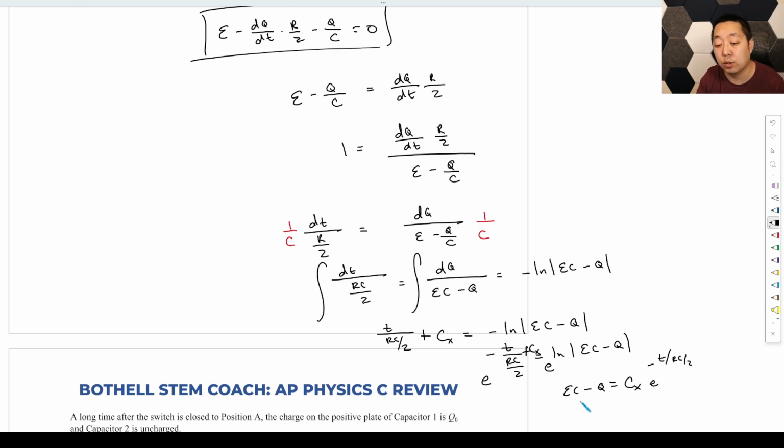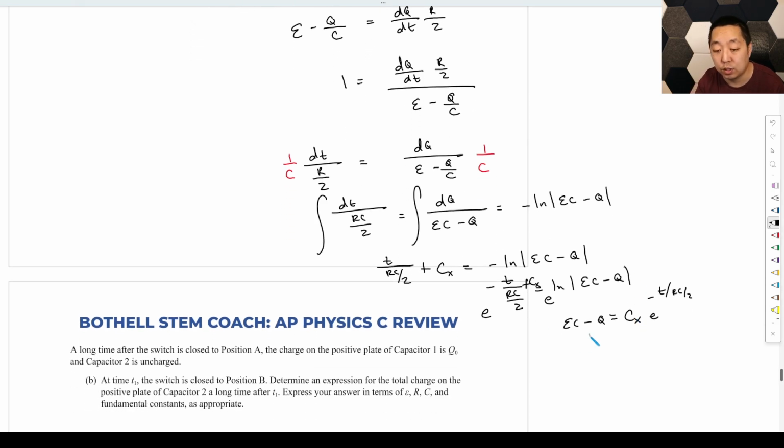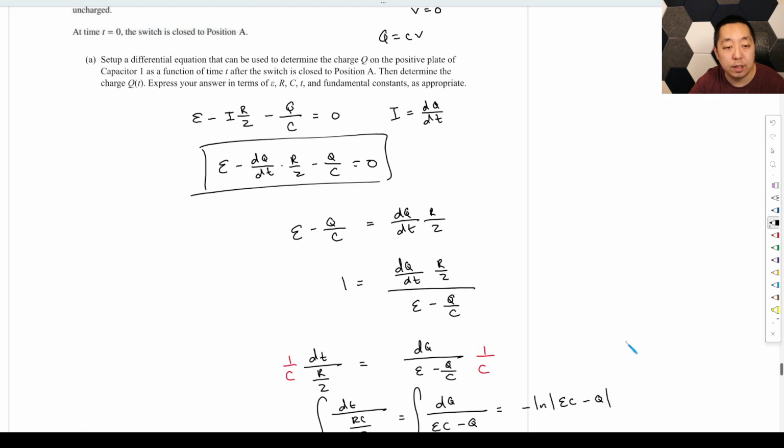Hopefully this part's okay. This is just your calculus topic, so hopefully you're good with solving differential equations by separation of variables. So your Q, if you move this over, Q is going to be epsilon C minus or plus CX e to the negative t over RC over 2. Now we have to just find CX, that constant there.